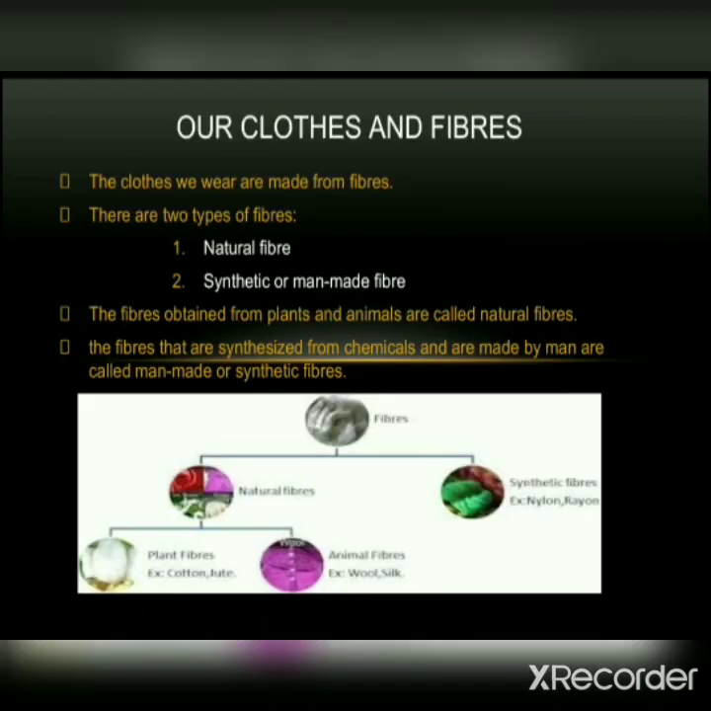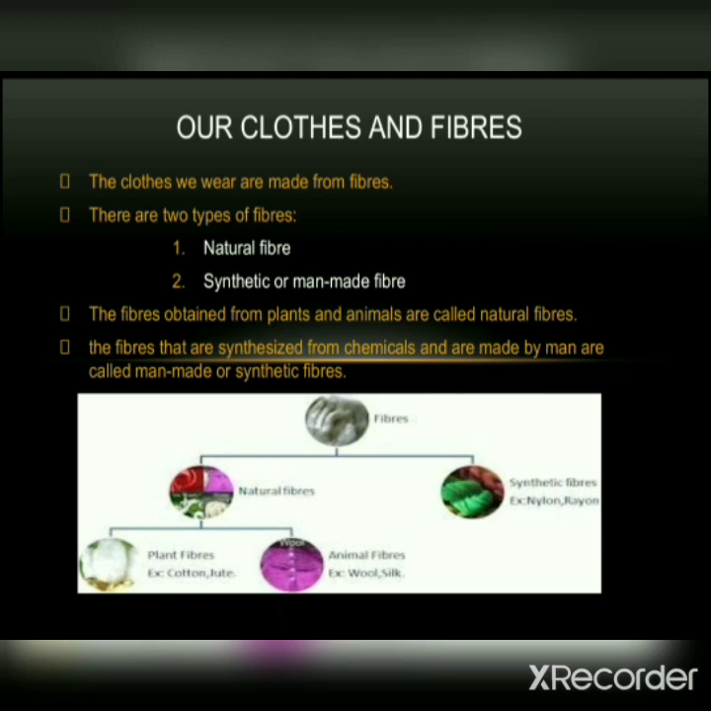Clothes. Now you must be wondering why we are wearing clothes. We are wearing clothes to protect ourselves from harmful radiations, from harmful weathers, from harmful microorganisms, and also to look smart. Now, you must be thinking where these clothes are made from.